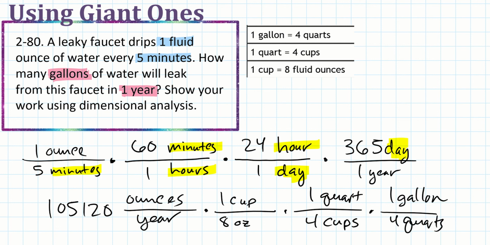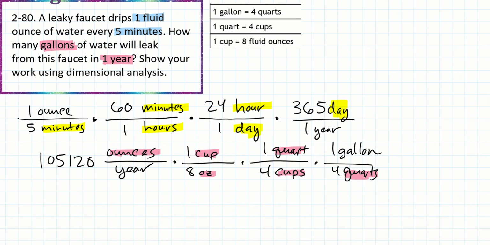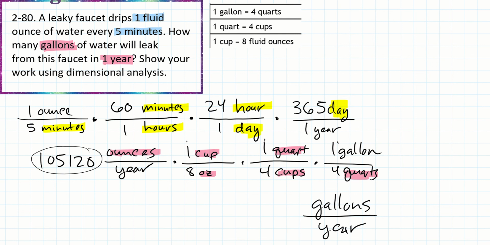If I take a look at all of this, I can see that my ounces are going to cancel with ounces. Cups are going to go away with the cups. The quarts are going to go away with the quarts. The only thing I have left in my numerator is gallons, and the unit I have left in my denominator is years. So this answer is clearly gallons per year. As for the arithmetic, I've got 105,120 times 1 times 1 times 1, and in my denominator, I've got 8 times 4 times 4, or 8 times 16, which gives me 128.